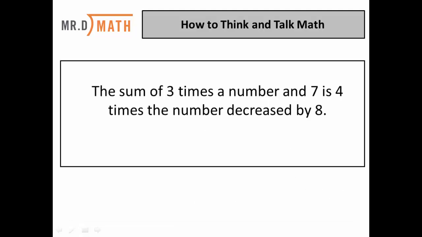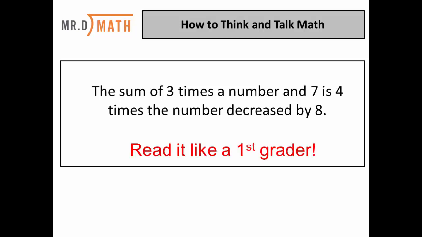Literally what I had to do was to go back and read it like a first grader. So let's come to this next phrase. The sum of 3 times the number and 7 is 4 times the number decreased by 8. What we're going to do is read it like a first grader. What does that mean? Well, we need to know some words.